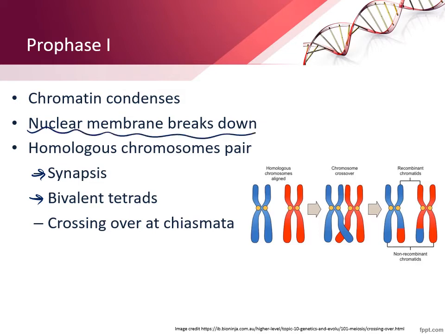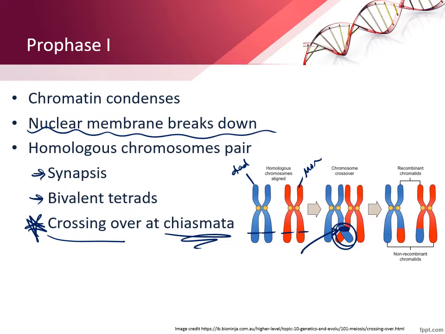The nuclear membrane is going to break down. And then this most amazing thing called crossing over is going to occur. Crossing over occurs when chunks of homologous chromosomes trade pieces with each other. So let's say this is the chromosome that I got from dad, and this is the chromosome that I got from mom. They have the same genes, but not necessarily the same alleles. Crossing over is going to occur. Chiasmata, these are the locations where crossing over occurs. And so that spot right there where these chromosomes are attached to each other, that would be a chiasma. Chiasmata is plural.